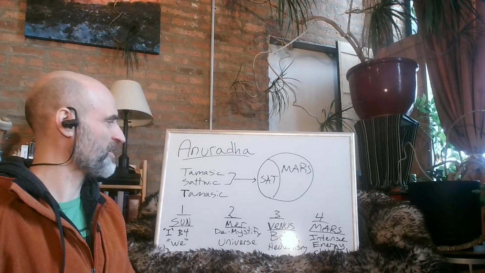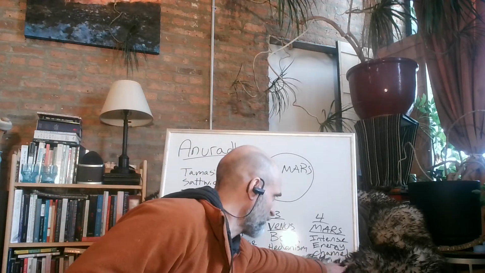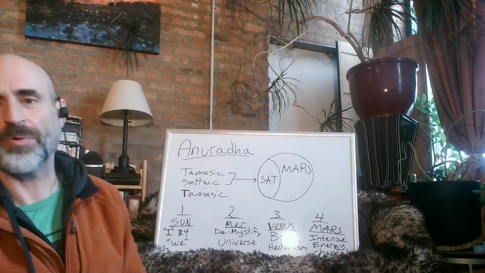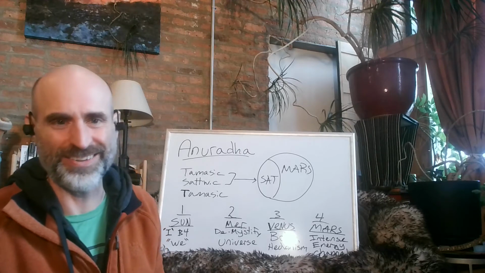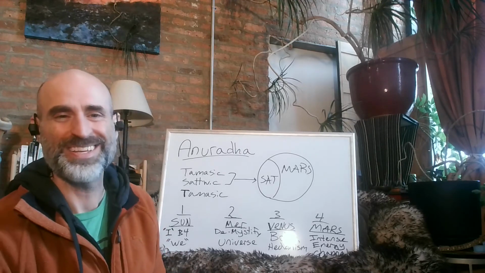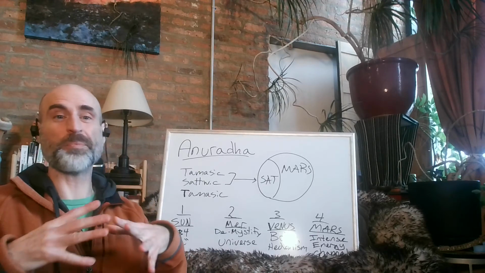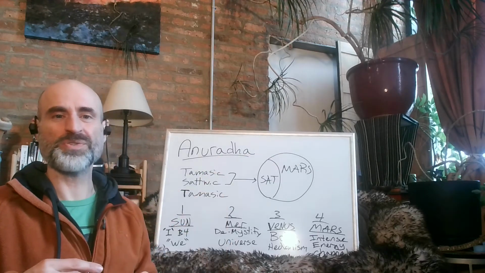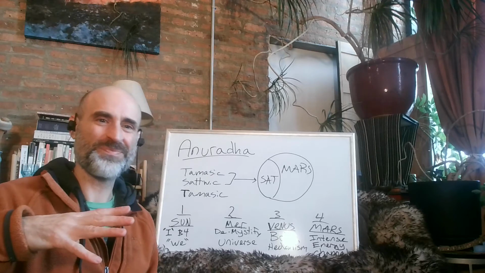The Mars energy, I wrote, intense energy channeled. So intense energy channeled, what's that mean? So Mars, you have more Mars on top of Mars, right? So Scorpio ruled by Mars, and then you have more Mars.